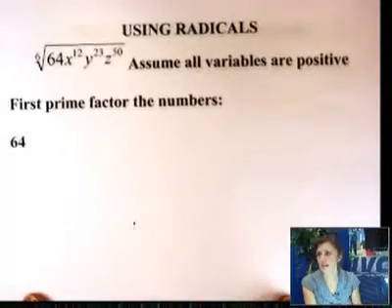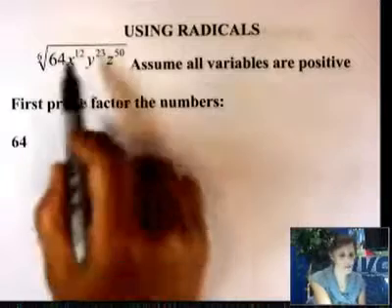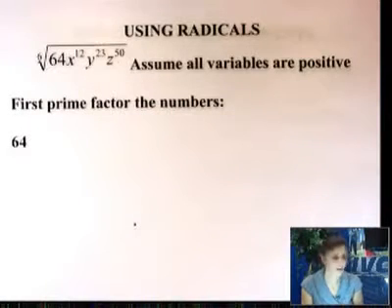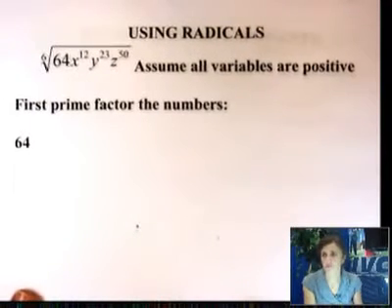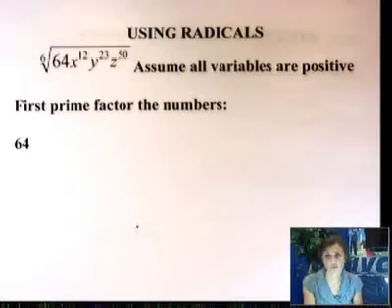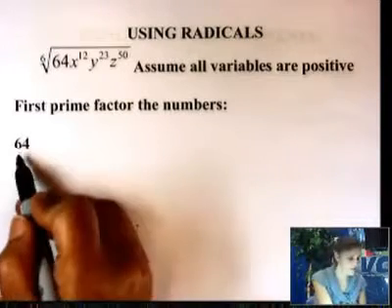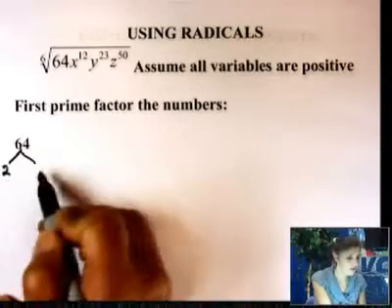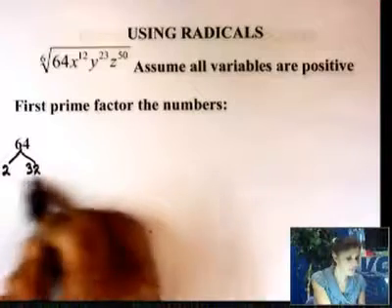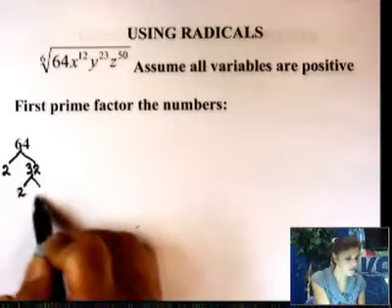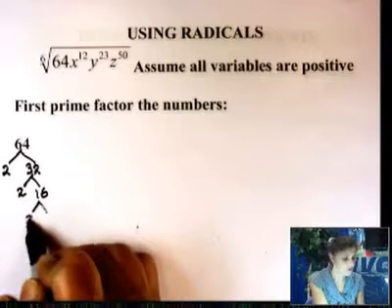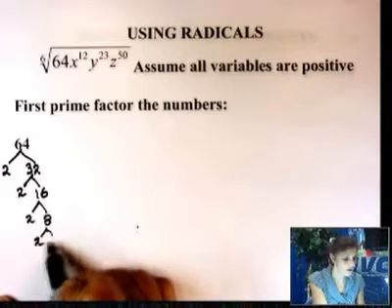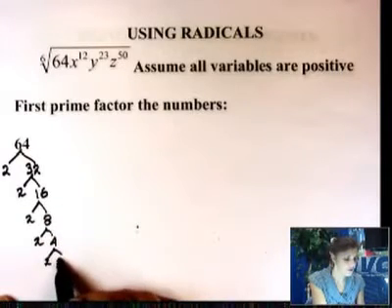So if they are giving me something with a bunch of letters and numbers, and they're asking me to just simplify, the first thing you do is you look at the numbers, and then you prime factor them. Okay, so let's do that. Divide by 2, you have 32. 2 times 32 is 64. Divide by 2, you have 16. Divide by 2, you have 8. Divide by 2, you have 4. Divide by 2, you have 2.